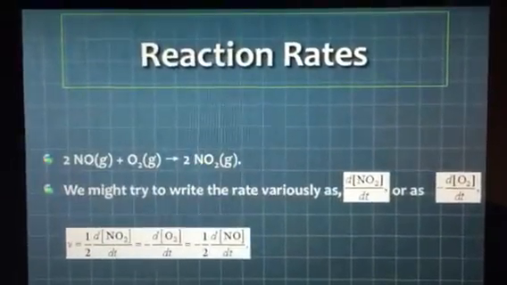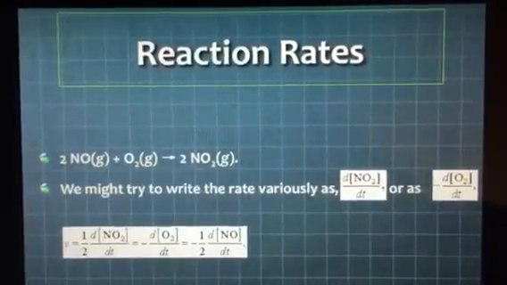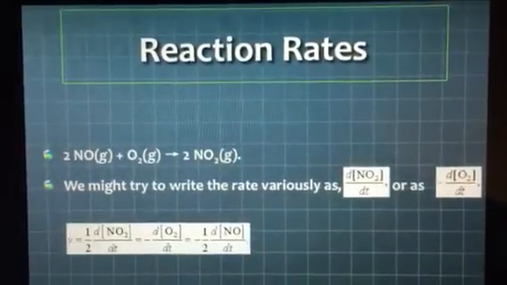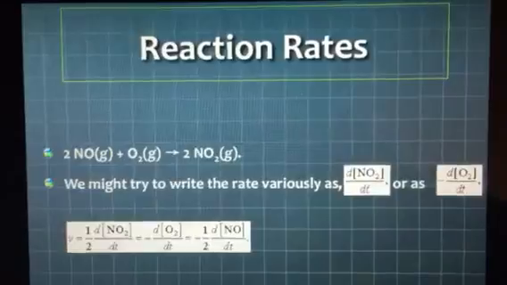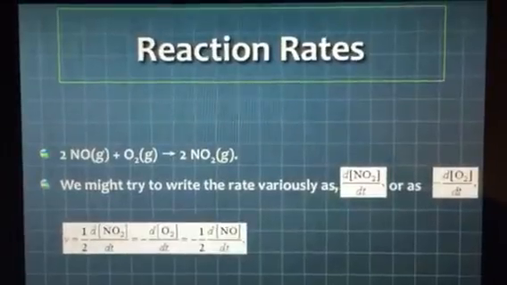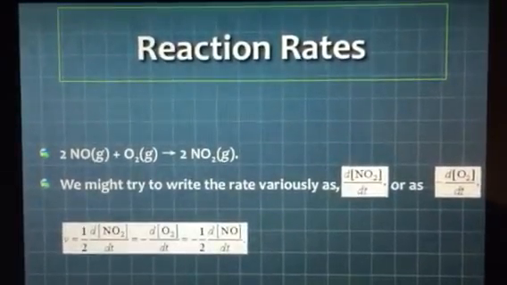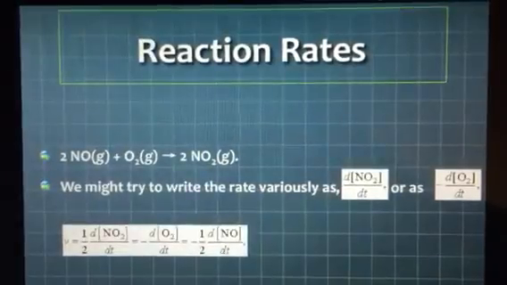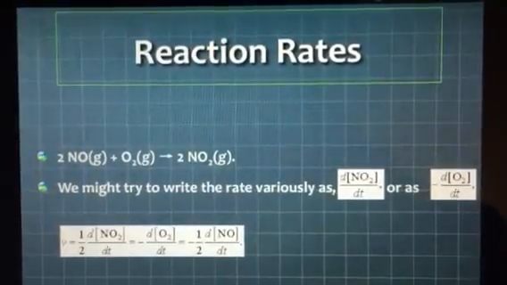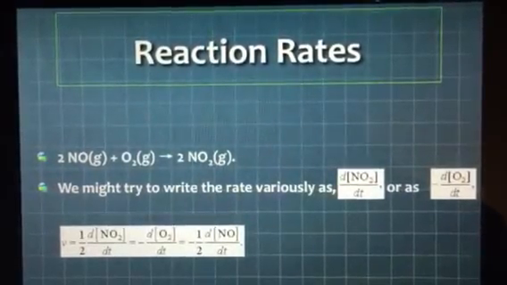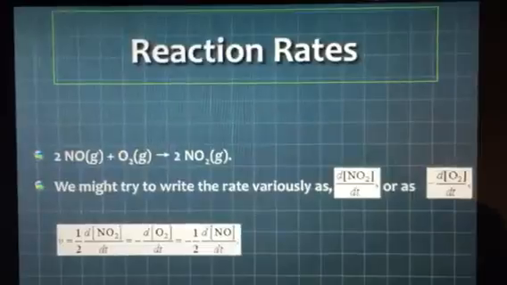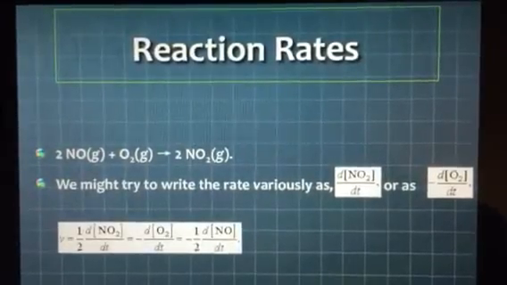The next thing I want to talk about is reaction rates. Look at the formula: 2 nitrogen monoxide plus oxygen equals 2 nitrogen dioxide. We may try to write the rates like in these two pictures, but these are not the same because each molecule of oxygen gives 2 molecules of nitrogen dioxide. To arrive at a clear definition of reaction rate, we define the reaction velocity V as this formula. V equals this formula at the bottom.